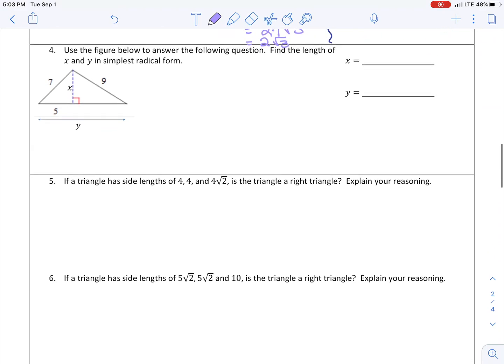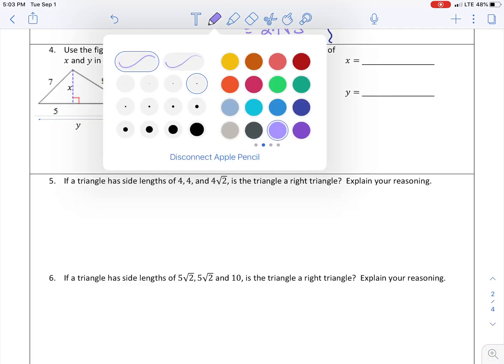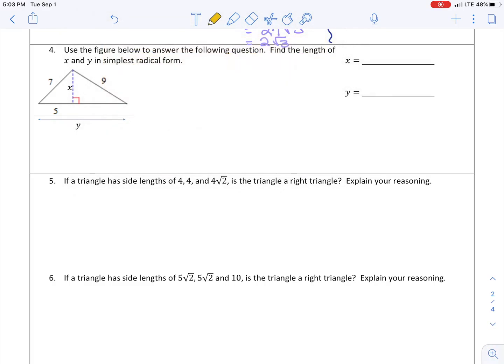All right. Moving on to number 4. If we look at number 4, this looks like kind of a difficult problem. But really, we just need to break it apart. So if we break this apart, let's first look for x. We want to find x and y in simplest radical form. But let's first look at this x. So if I look at that triangle, this 90-degree angle tells me that this side also has a 90-degree angle.